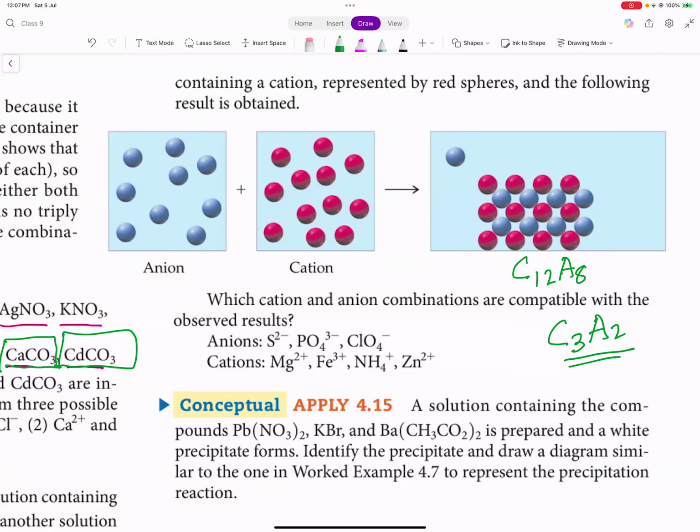So can it be Mg and PO4? Yes, it can be. Very nice. And Zn and PO4? Yes. Also check. You have the table, right? We have a table also, where it will show us the solubilities of the cations and anions. Remember? So it is either magnesium or zinc phosphate.